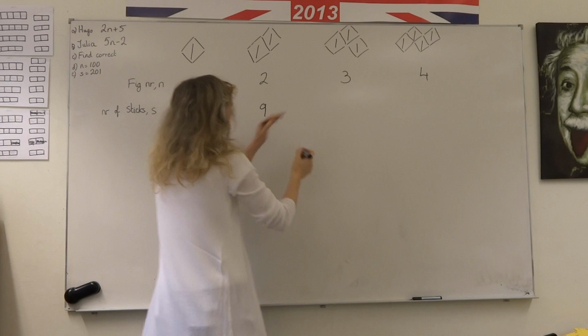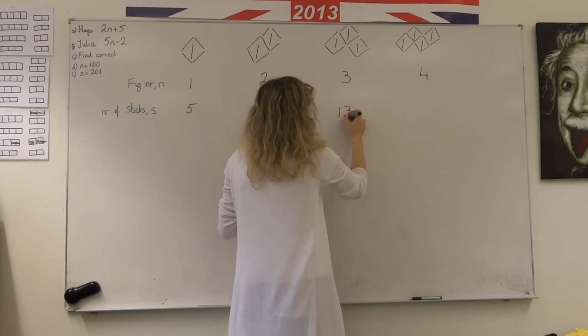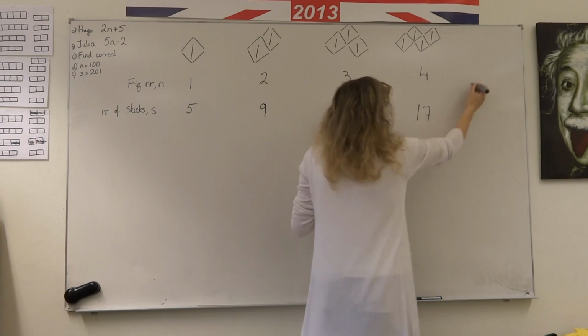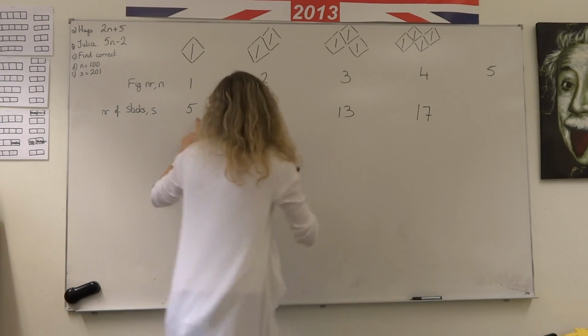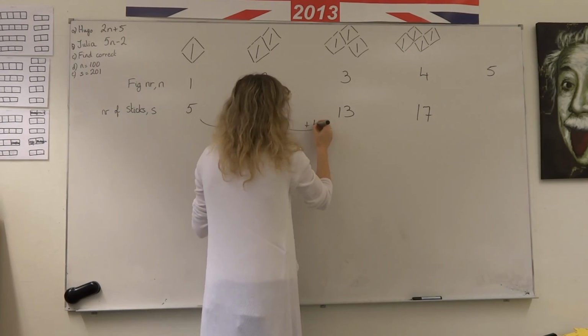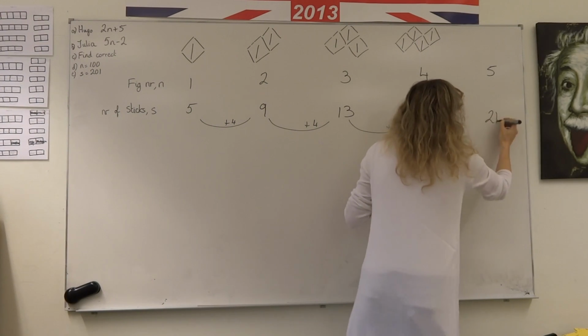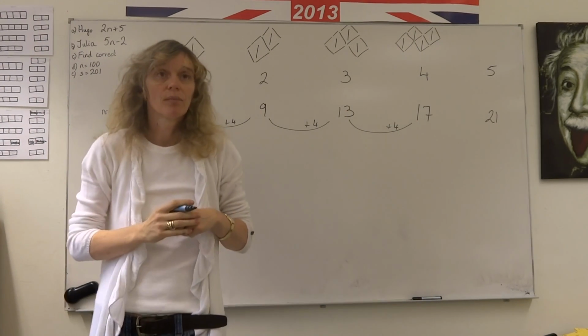So we have 9. Here we have those 9, and then we're adding another 4. So we're having 13, 17. In figure number 5, we've seen the pattern now, that what we're doing is we're adding 4 each time. So in figure number 5, we'd have 21 matches.